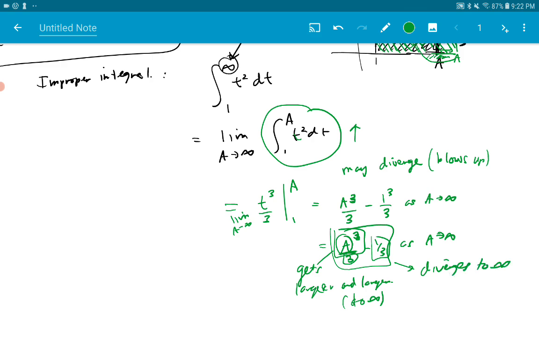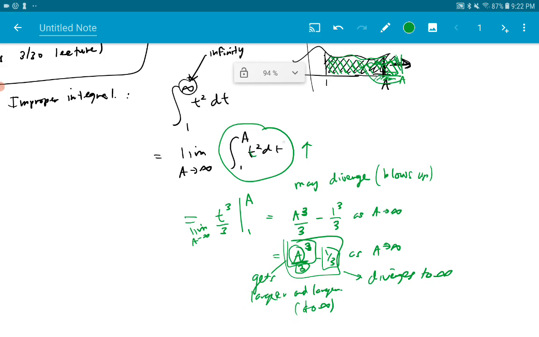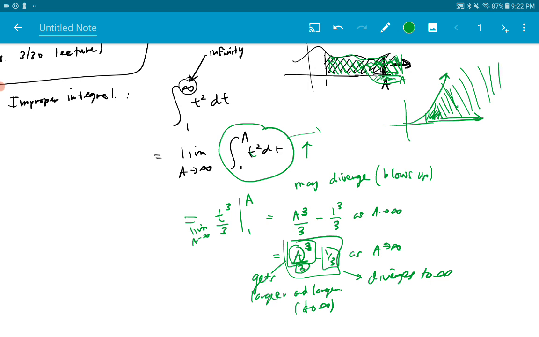That's just another way of saying that the area underneath this curve, if you think of the graph of t squared, it's not surprising. The graph looks like this. We're trying to take the area to the right of 1. You can see visually that as we go further to the right, that area just gets gigantic. So this improper integral from 1 to infinity of t squared does not exist. It diverges. That's always a possibility when you have an improper integral.